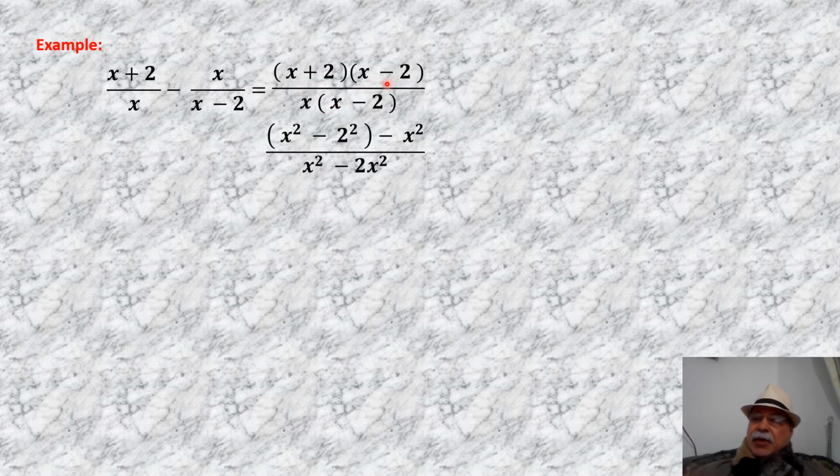We simplify this bracket as the factorization. How do we get this factorization? x times x is x squared, 2 times 2 is 2 squared, minus x times x is x squared. Over here also, x times x is x squared, x times minus 2 is minus 2x. When you open this bracket, you get it like this.